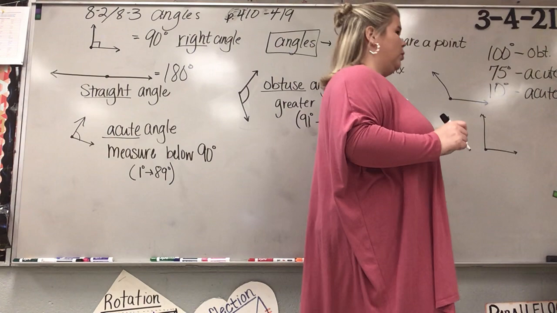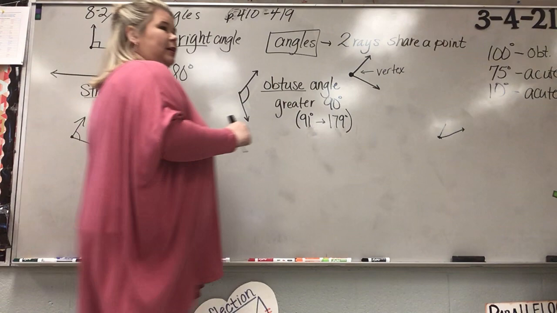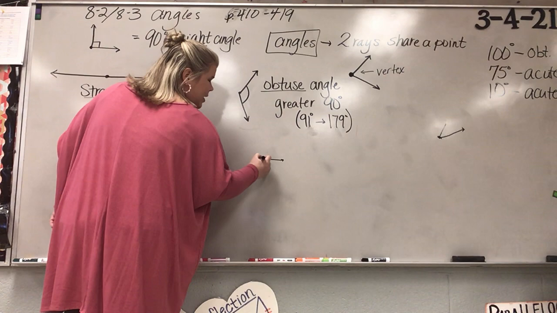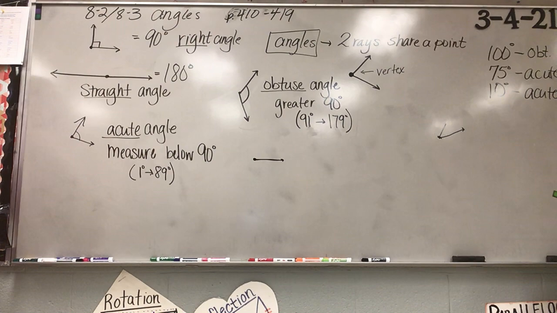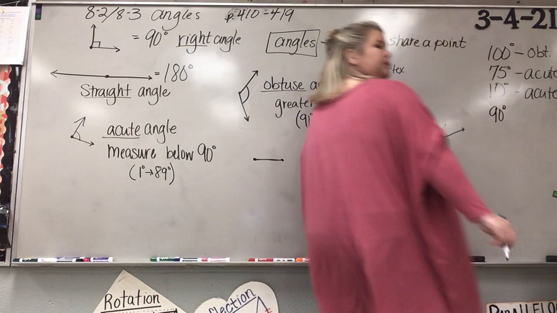No. Because it's two rays. If you had 0 degrees, the two rays would be laying on top of each other. So that's not even an angle. Okay, what if I give you this? Right. You're pretty right. That's right.